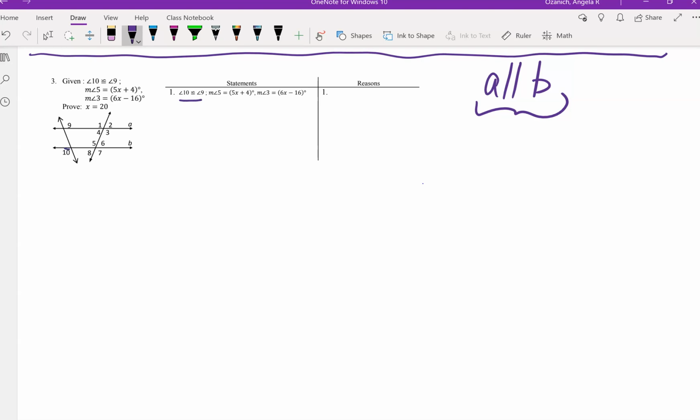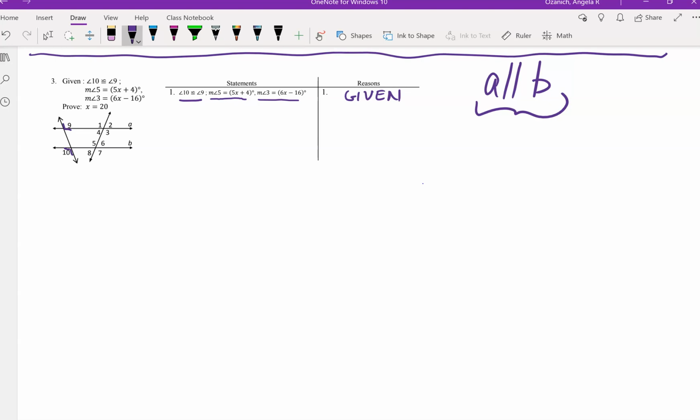Those are alternate exterior angles. It gives me the measure of angle 5. It gives me the measure of angle 3. And we talked in class about how that would be listed as given information. Okay, so that's information we know.